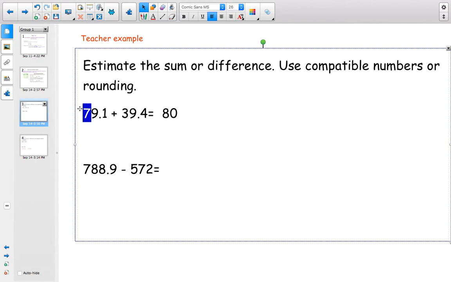Okay, so the 7 is going to be my place that I'm going to round, or I'm going to change.